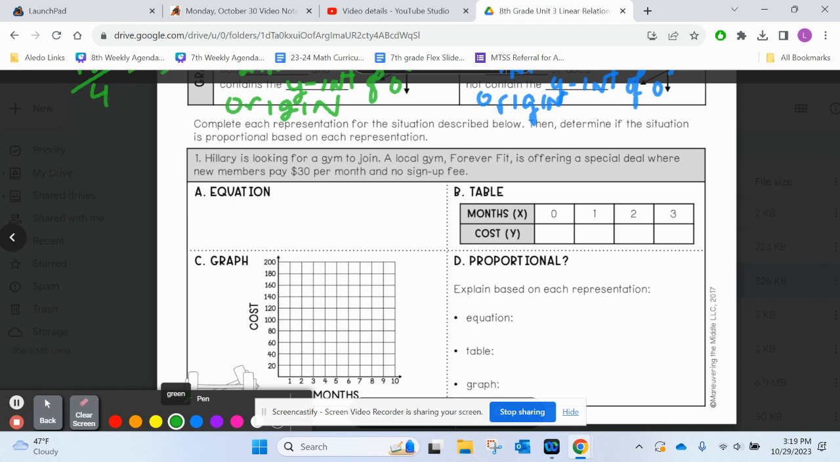It says that Hillary pays $30 per month and no sign-up fees. So there's no extra fees. She's just paying the rate. And so this is what her equation would look like.